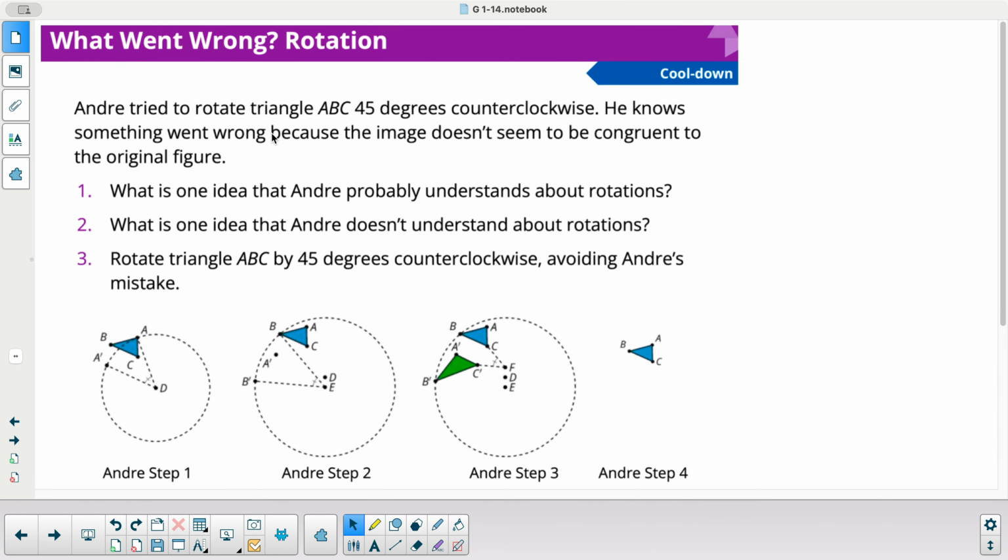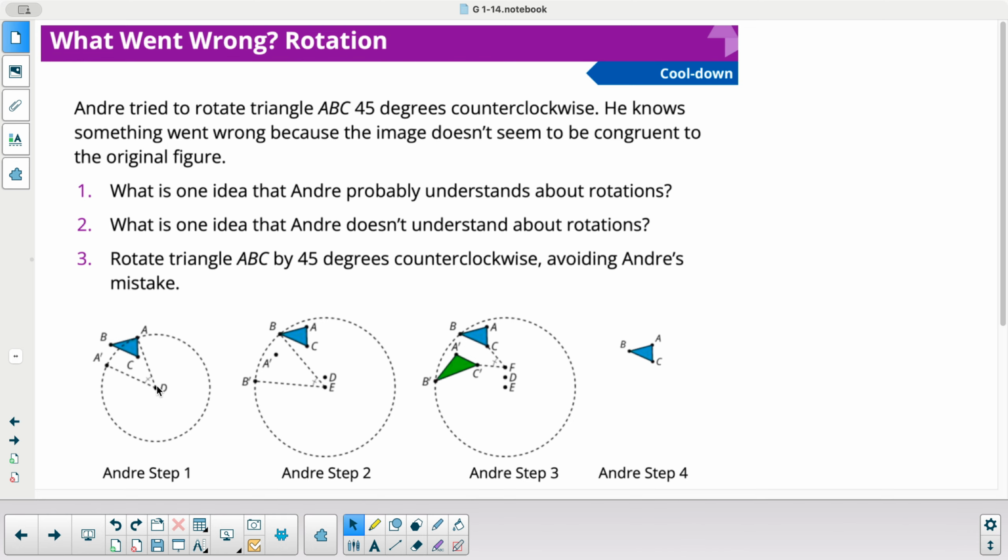Andre tried to rotate triangle ABC 45 degrees counterclockwise. He knows something went wrong because the image doesn't seem to be congruent to the original figure. What is one idea Andre probably understands about rotations? What's one idea that Andre doesn't understand about rotations? Rotate triangle ABC by 45 degrees counterclockwise, avoiding Andre's mistake. So, let's see here. Here's his original.